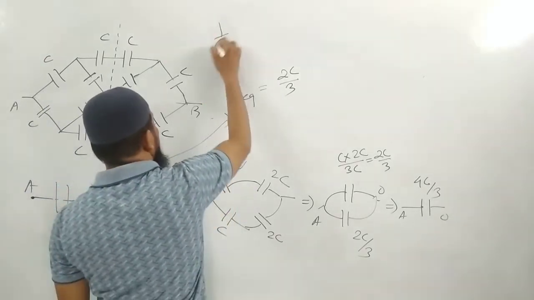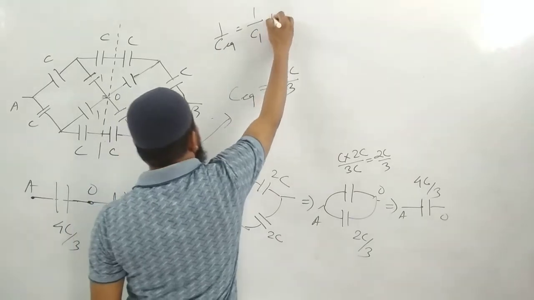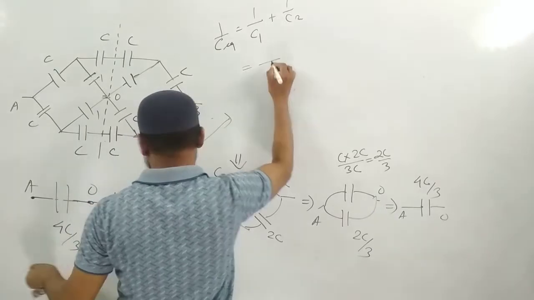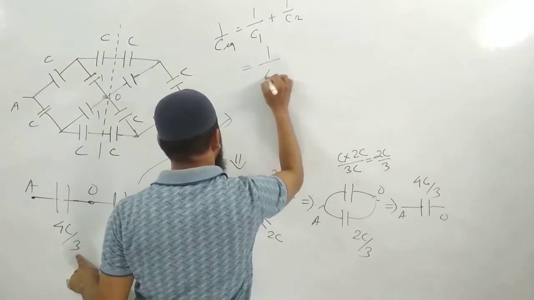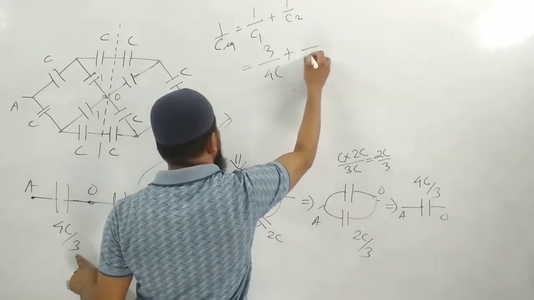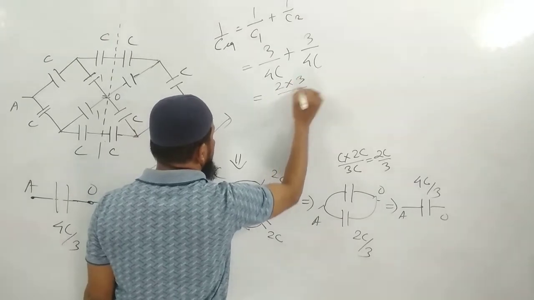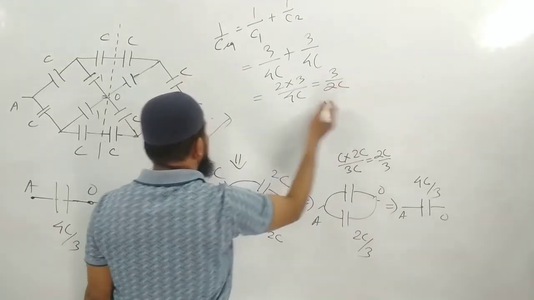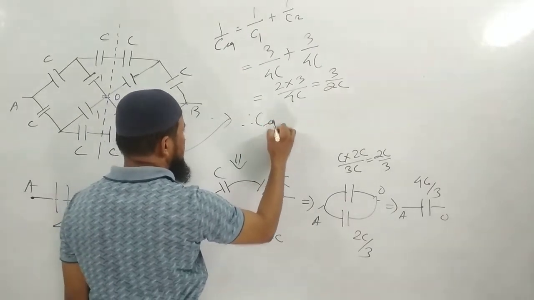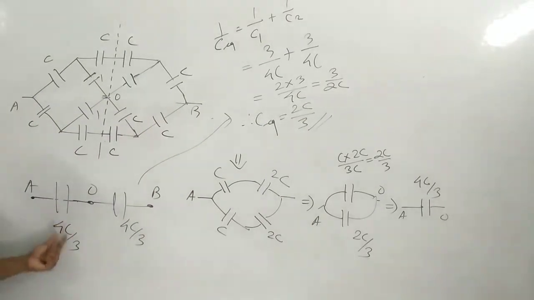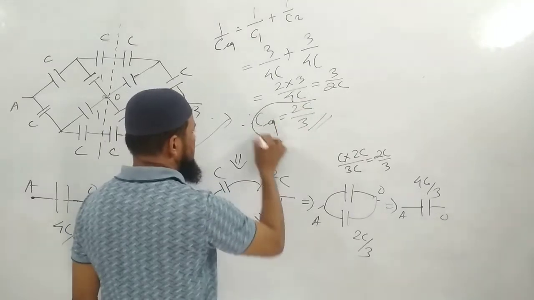How will you find it? 1 by C equivalent is equal to 1 by C1 plus 1 by C2. How much is C1? First part, 4C by 3. So 1 by 4C by 3 will go up, plus 4C by 3 will go up. So this will become 2 into 3 divided by 4C, so 3 divided by twice C is 1 by C equivalent. Therefore, C equivalent will become the reciprocal of this, twice C by 3. The same thing will come. So use the shortcut: 4C by 3 and 4C by 3 in series, so the equivalent is 4C by 3 divided by 2, that is twice C by 3. So you see, in both ways, we are getting the same answer.